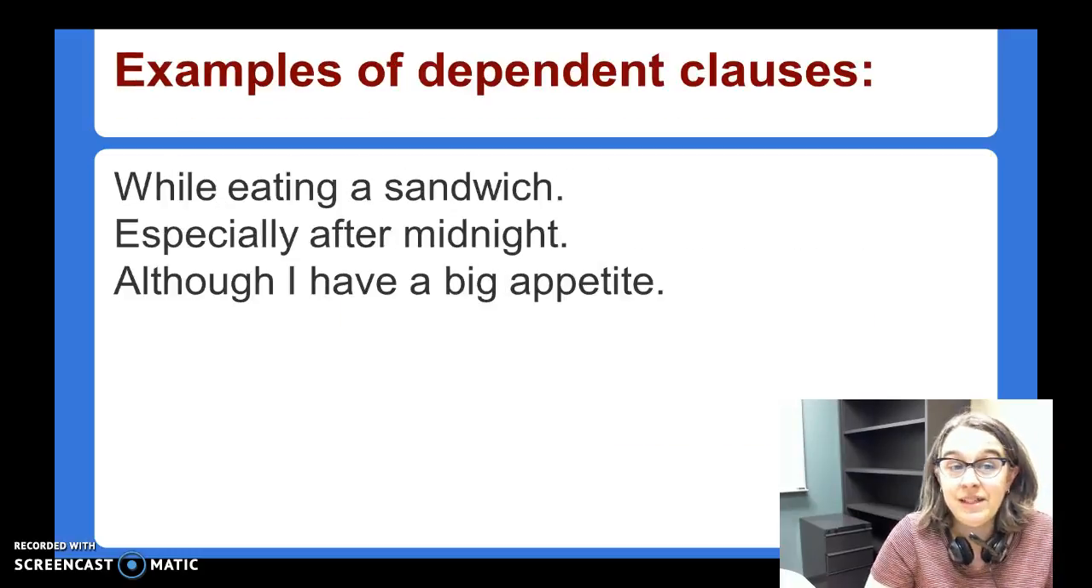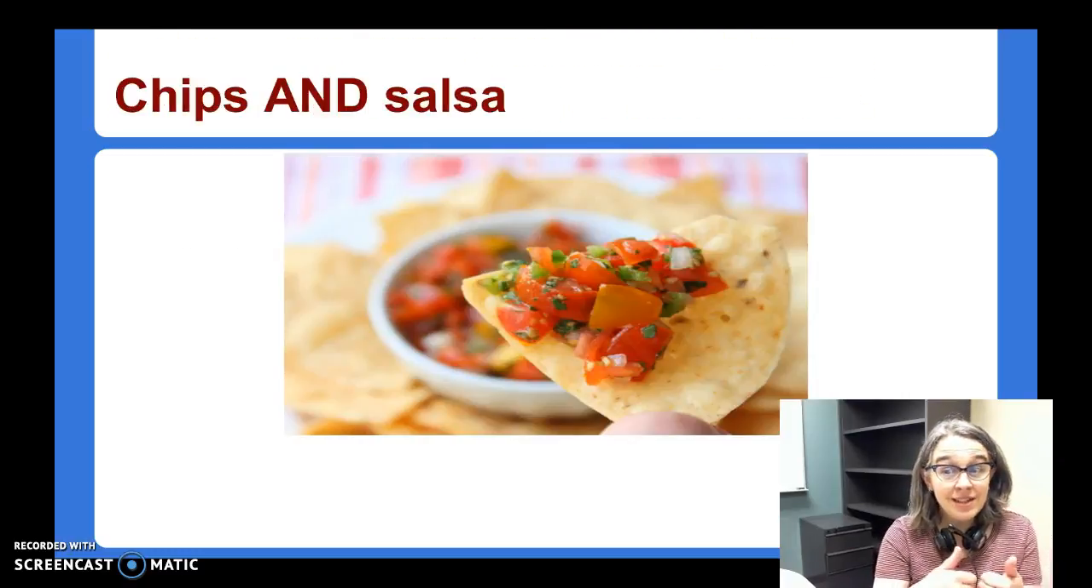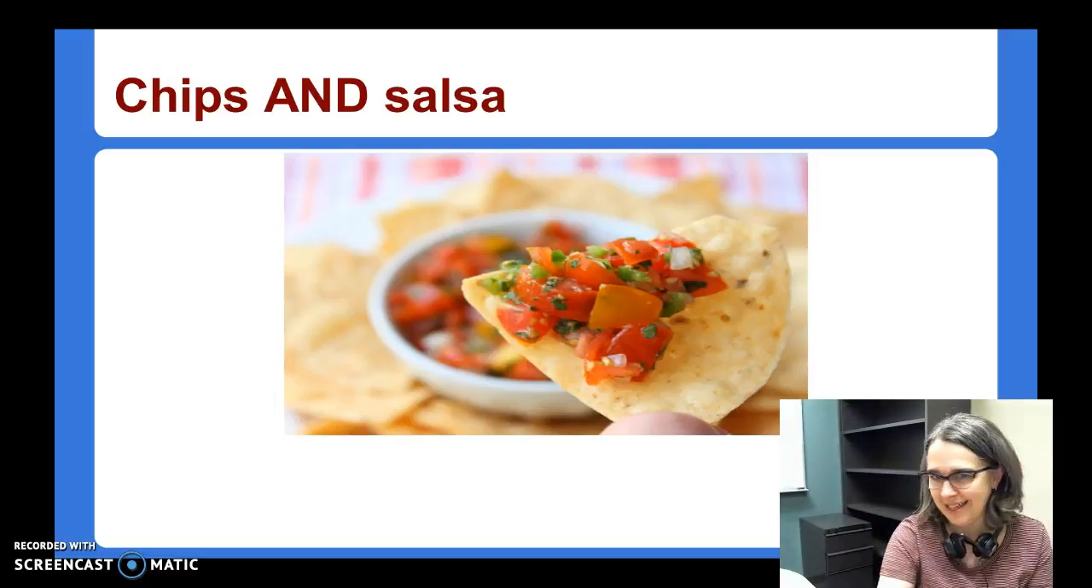So here's some examples of dependent clauses. While eating a sandwich, especially after midnight, although I have a big appetite. None of those really make sense by themselves, but they could easily be attached to an independent clause. While eating a sandwich, comma, I decided I also wanted some potato chips, period. I am always hungry, especially after midnight. One sentence, right? So you get the idea. They leave you feeling like something is missing or incomplete. Chips and salsa, however, right? Two thumbs up, we're in business now. When you start attaching dependent clauses to independent clauses, you have more complex and interesting sentences.